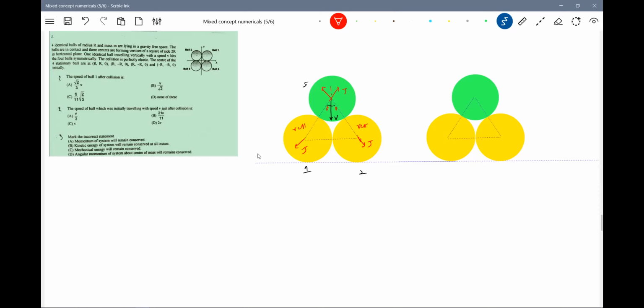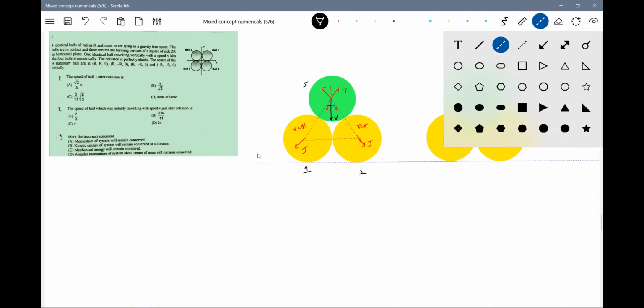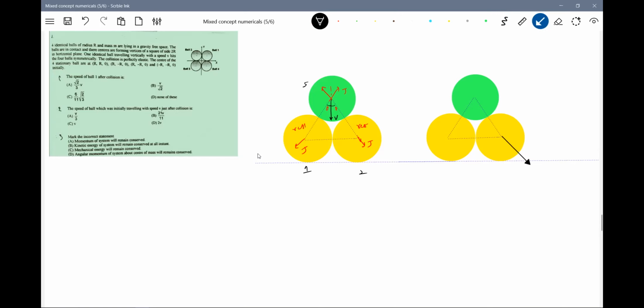Just after the impulse, these balls will move in the direction of the impulse. So it will be like this. This ball will move in the direction of this. And this ball, we are saying that it will rebound. Let's assume that one. So there's ball 1, ball 5, ball 1, ball 2.